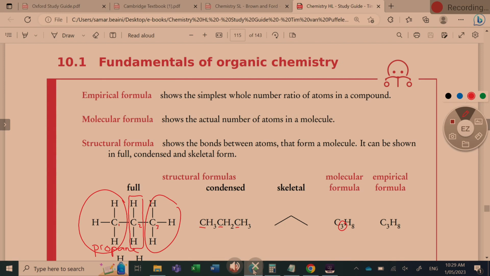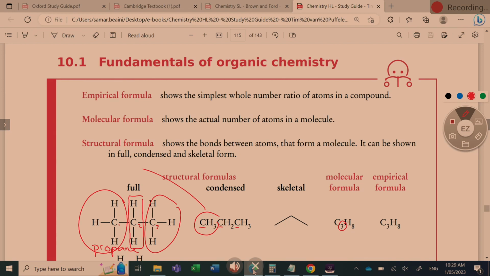When you're saying this part, how do you say it? CH3. I say it's CH3. I don't say C bond to H, bond to H, bond to H. Okay? The way I say it is CH3, which is this part here. Okay? So the condensed formula is basically writing the structural formula without all of the bonds. It's just condensing it. How do you say it?